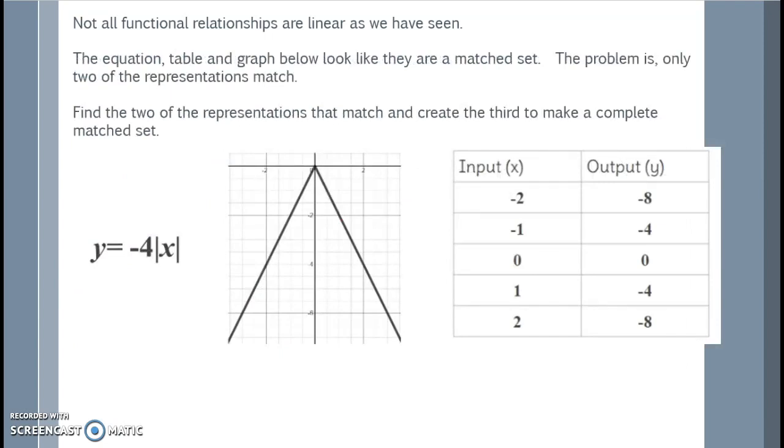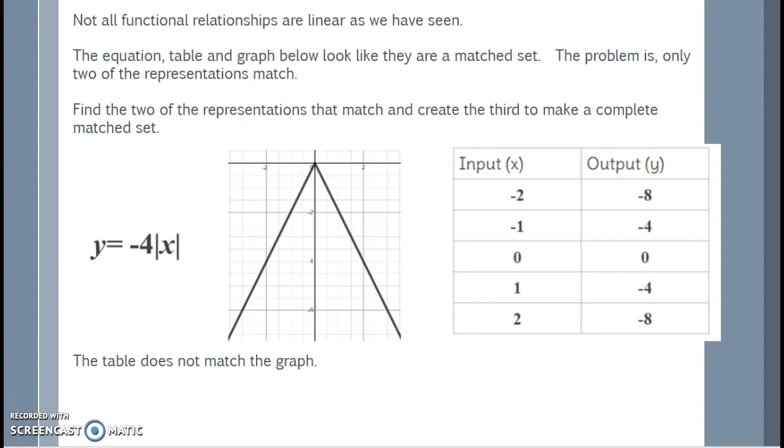The equation, table, and graph below look like they are a matched set. The problem is only two of the representations match. Find the two representations that match and create the third to make a complete matched set. So I have the equation y equals -4 times the absolute value of x, a graph of an absolute value, and a table of input-outputs.